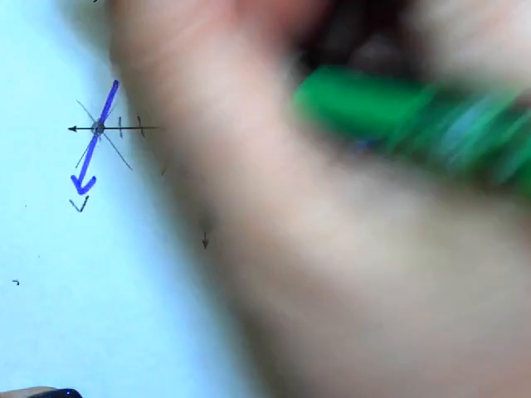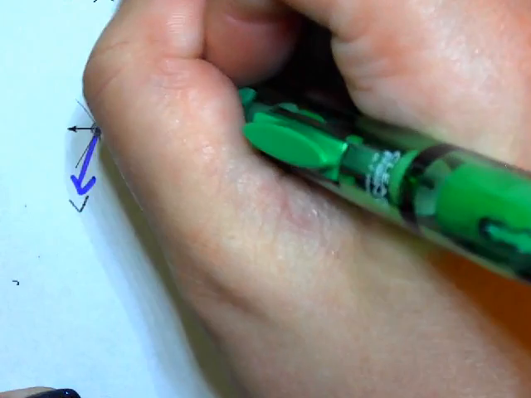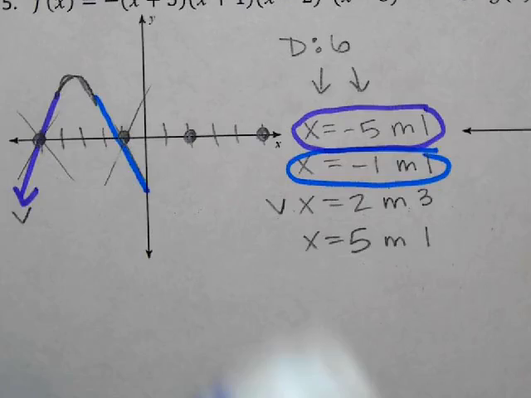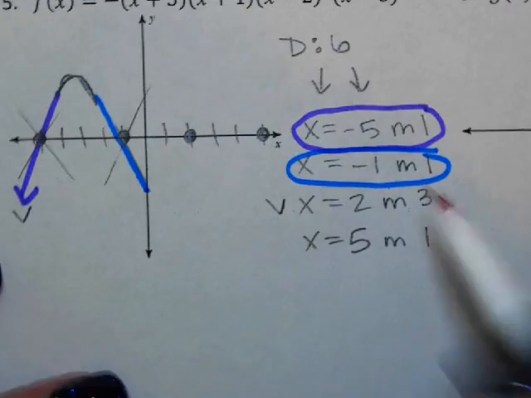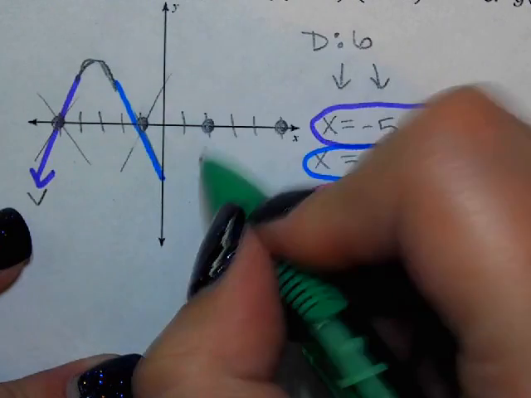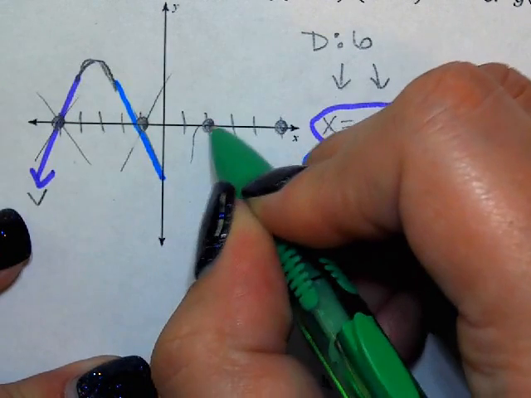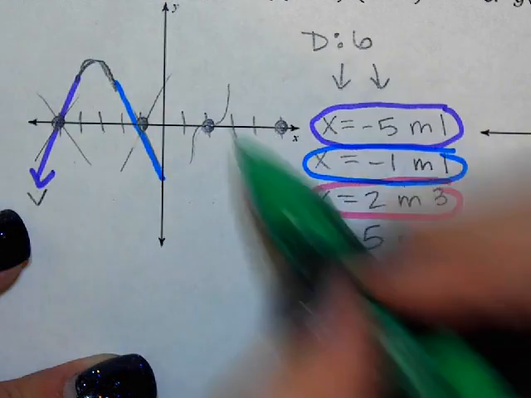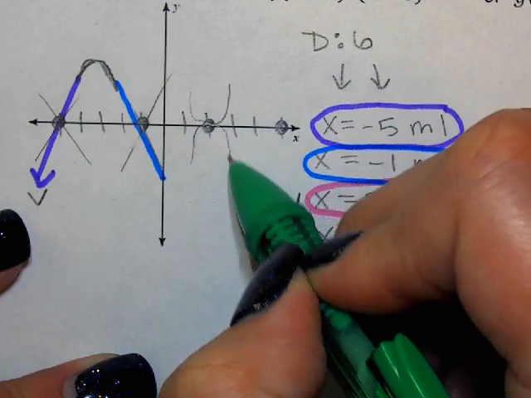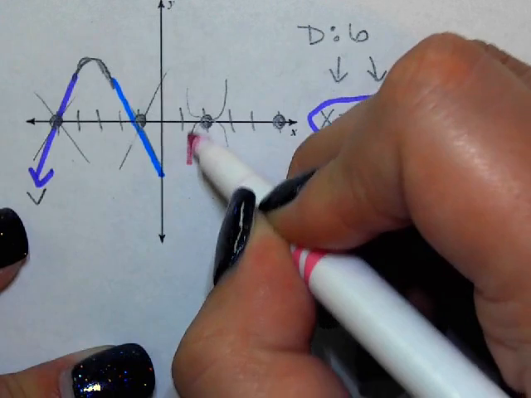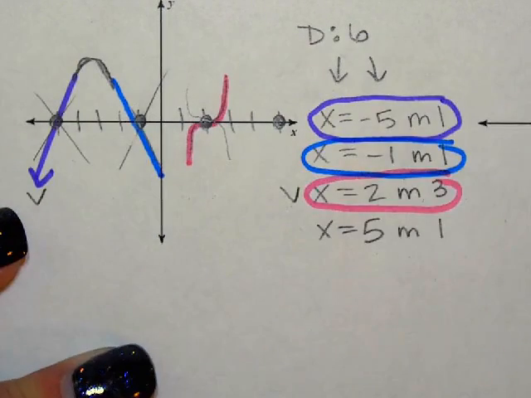All right, then we have 2, which is a multiplicity of 3. Okay, those look different. That's good. Okay, so we have 2 options. We can go up, flatten out, go up. Okay, that's one option. Or we can go down, flatten out, go down. Okay, so we gotta go up, flatten out, go up. And then we gotta connect these together. Okay. And then last one, we got our multiplicity of 1 at the 5.